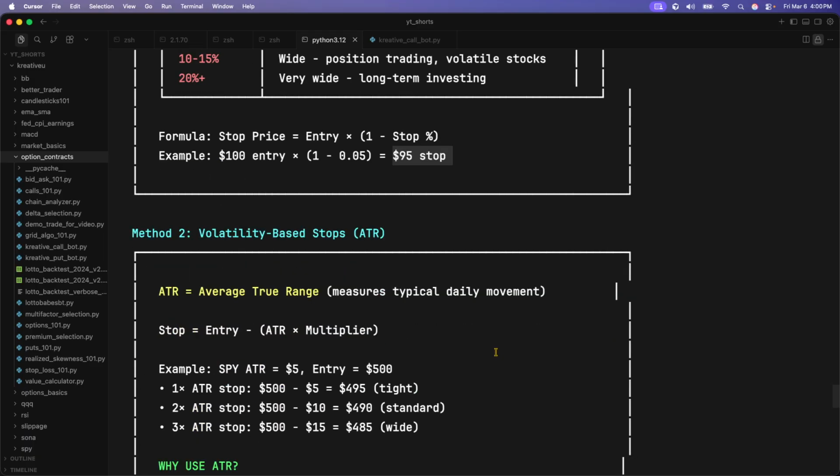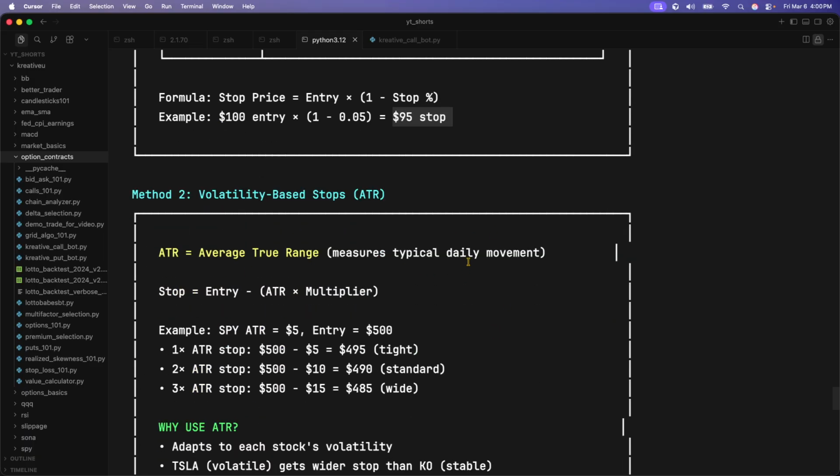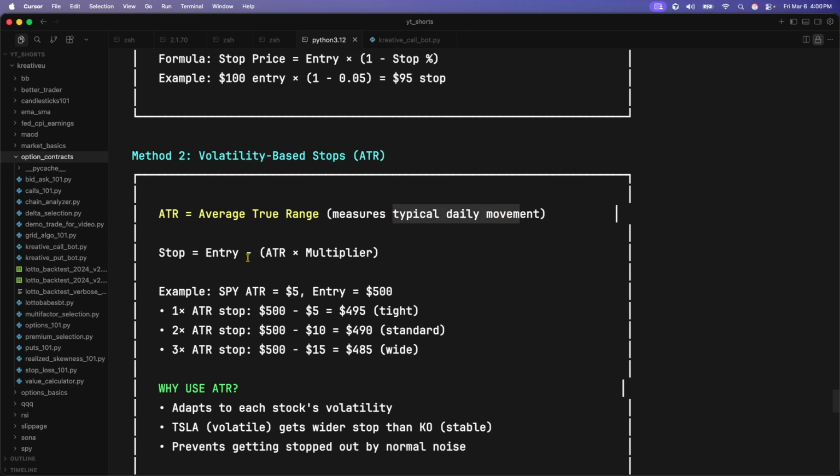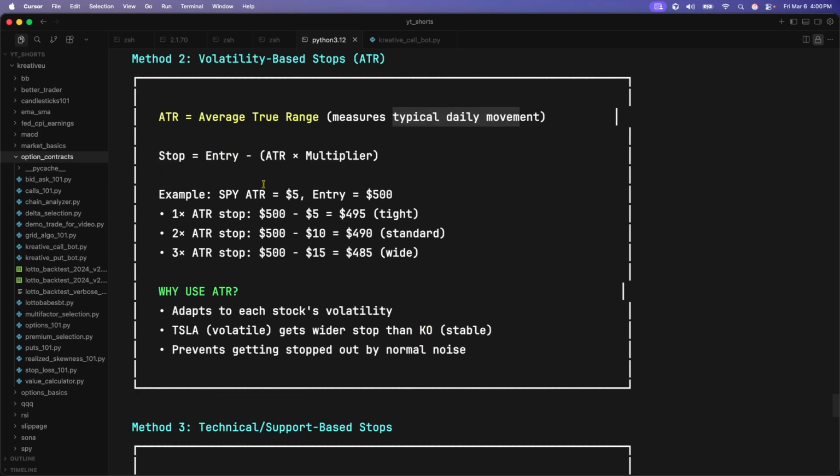Then we have ATR-based, which is average true range. It measures the typical daily movement. So a stop could be the entry minus the ATR times the multiplier. So here's a few examples. If SPY ATR is 5, the entry is $500. One ATR, with the $5, is $495. This is going to be super tight. Then we have 2 with the multiplier, $490, and then 3, which is $485. You can use it here, but again, it all depends on what that multiplier is going to be.